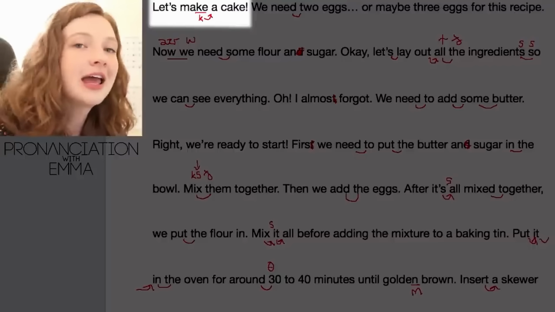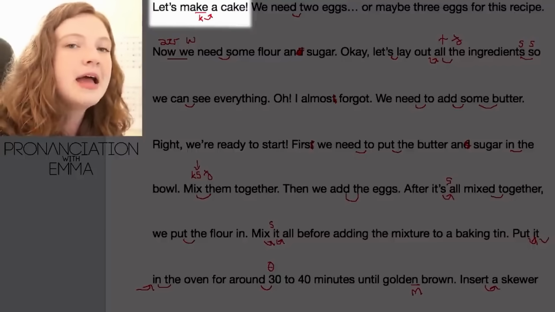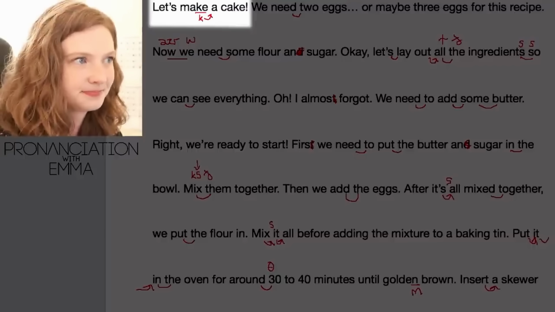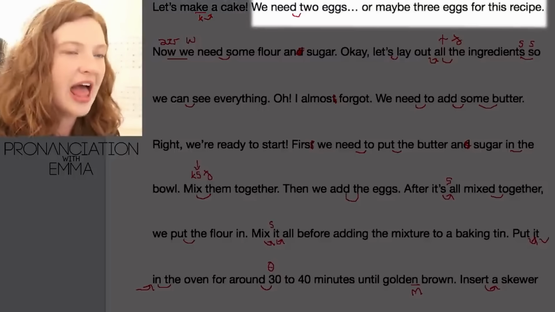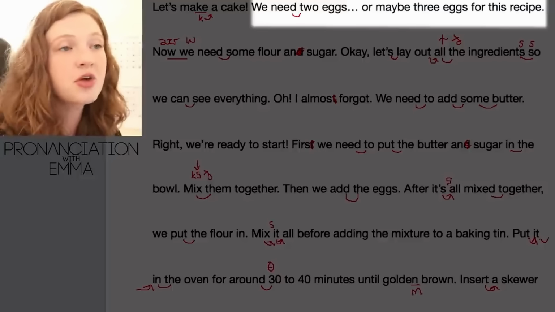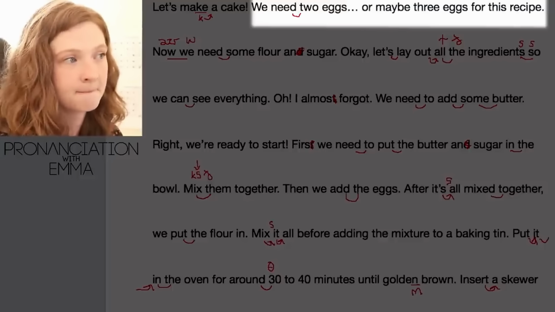So let's go through this together. I'll read it normally and I'll kind of say it like I did in part 1, a bit slower, then you can hear that connected speech happening. Let's make a cake. We need 2 eggs. Or maybe 3 eggs for this recipe.